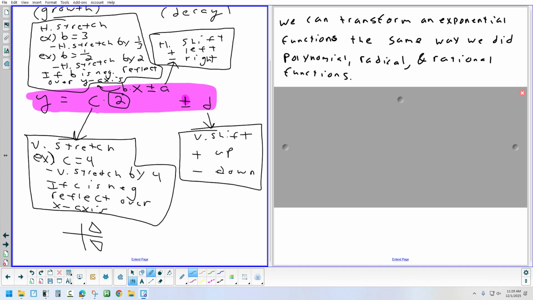When you describe them, you do have to put them in a certain order. So make sure you follow this order. Horizontal shift, horizontal stretch, horizontal reflection, which is over the y-axis. Then we go to the vertical stretch, the vertical reflection, and then we finish up with the vertical shift. So A, then B, then C, then D.